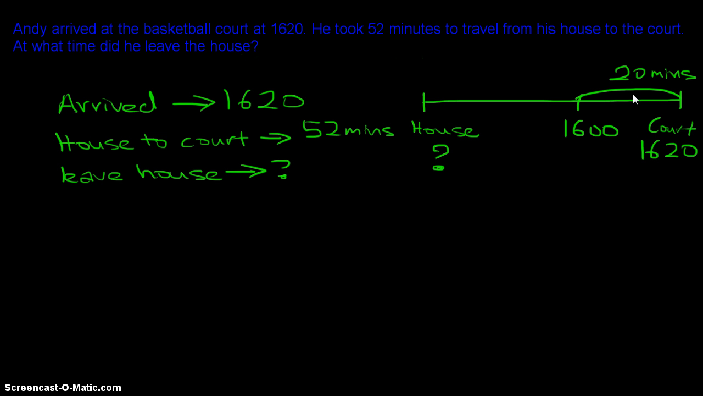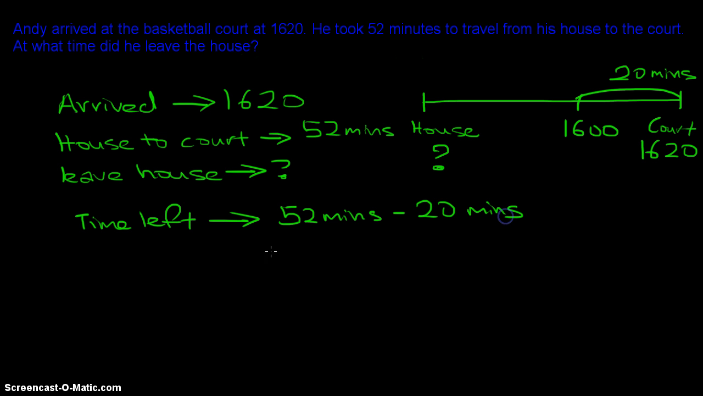So how much time do I have remaining? How much time do I have to move backwards? I write time left to move backwards is 52 minutes minus 20 minutes. Why do I do this? Because I have to move a total of 52 minutes, but so far I only moved back by 20 minutes. So I must find how much more I must move. I must move back by another 32 minutes.